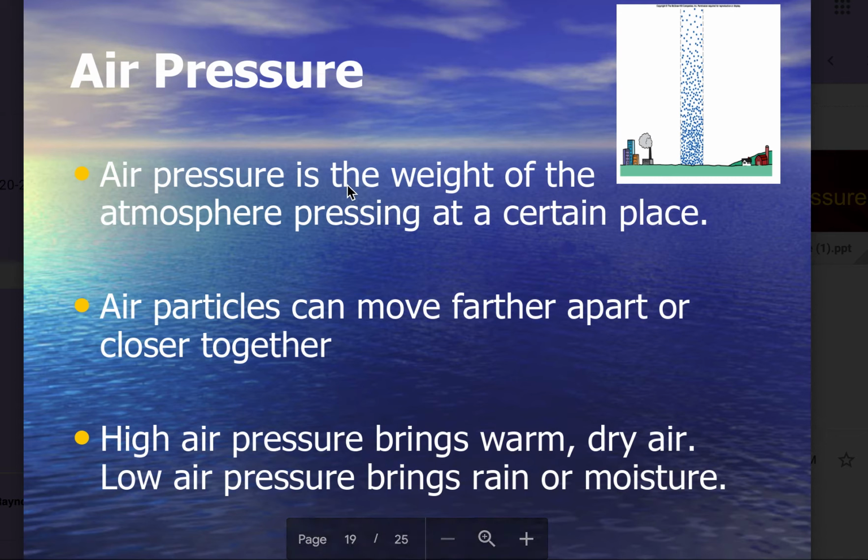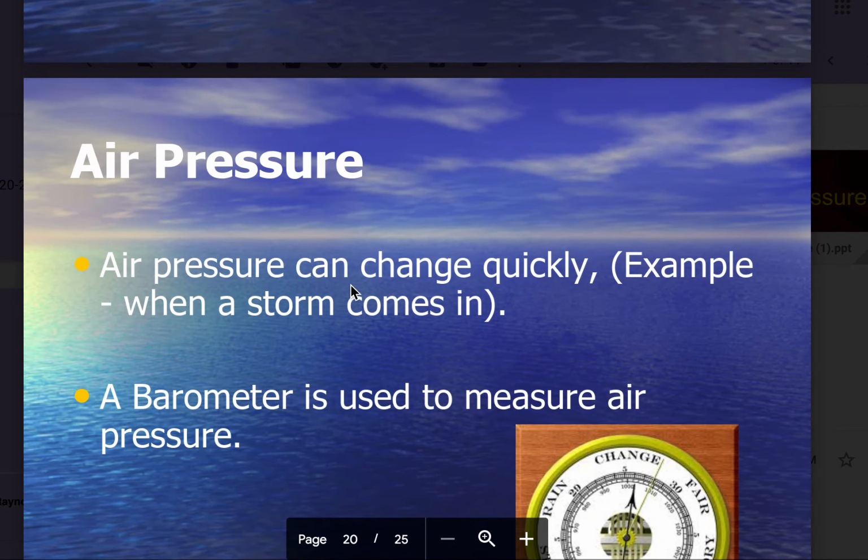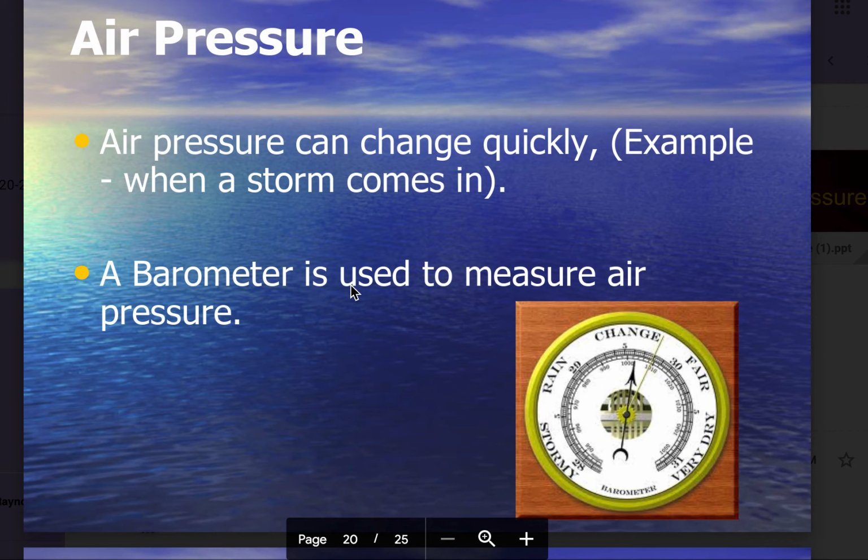Okay, air pressure. That's the weight of the atmosphere pressing at a certain place. Air particles move, they get closer and farther apart. High air pressure brings warm, dry air. And low pressure brings rain or moisture. That's what we were saying. Low pressure is lousy. And I know this is a lot of information, but we're going to break it down after today. So don't worry about how much we're getting in your noggin right now. Okay. Air pressure can change quickly, just like when storms come, hurricanes. And we measure that with a barometer.